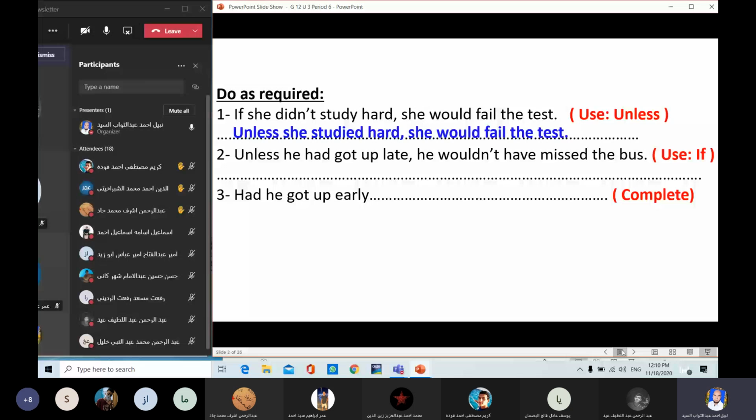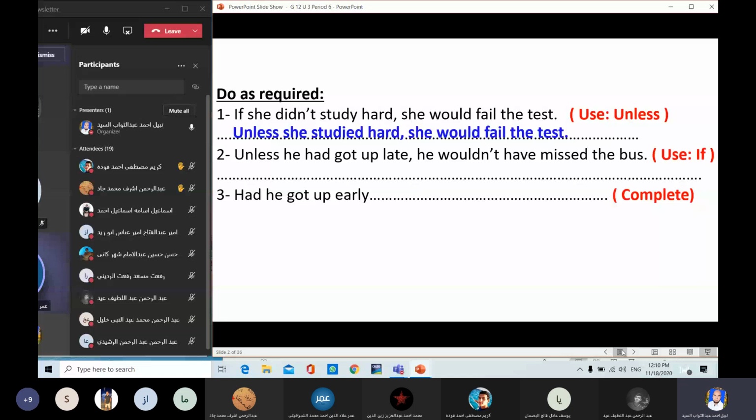So, unless means if not. Shabrakhiti. Unless he had got up late, he wouldn't have missed the bus. Use if. Again. If he hadn't got up late, he would have missed the bus. Why do you change the second verb? He wouldn't have. So pay attention here, Amar.